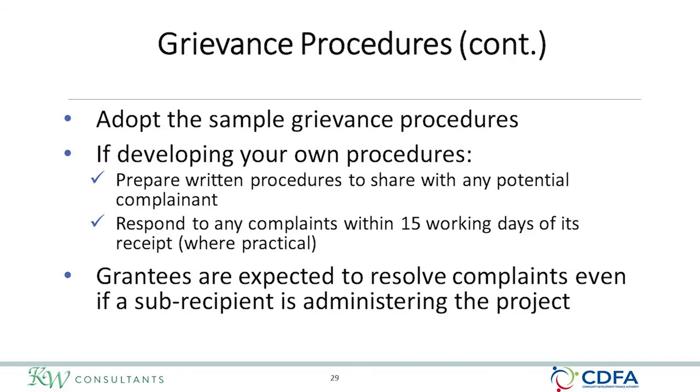Grantees can either adopt the sample grievance procedures included with the implementation guide or create their own procedures. These procedures will not replace or limit a person's right to file with a court or other administrative body, such as the New Hampshire Human Rights Commission for Housing Discrimination. If developing your own local grievance procedures, they should be written and available to potential complainants. And the process should include expectations that any complaints are responded to within 15 working days.